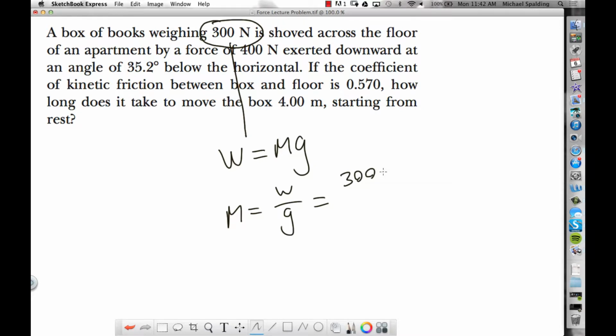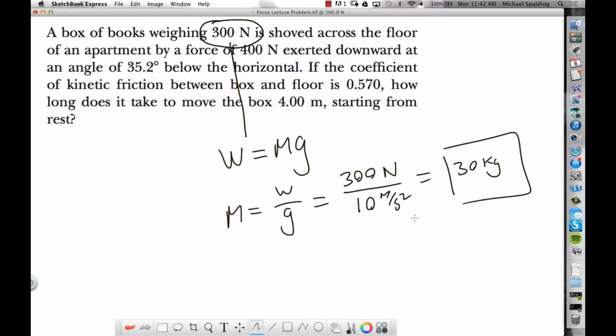So the given weight is 300 newtons. Let's just say gravity is 10 meters per second squared. This comes out as 30 kilograms. Now, where did we get kilograms from? Newton over meter per second squared. I just want to remind everybody, a newton is actually a larger unit. Newton is shortcut for kilogram meter per second squared. So you see the meter per second squared cancels and you get kilograms. So the mass of this object is 30 kilograms if we use gravity as 10.